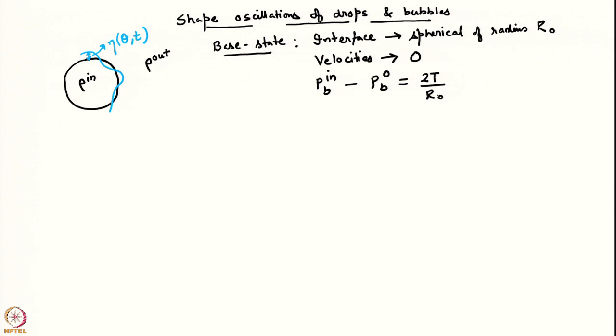Notice the factor of 2. This comes because for a sphere, there are two orthogonal directions in which there is curvature. For the case of a cylinder, we had just one direction along which there was curvature. Here T is the surface tension.